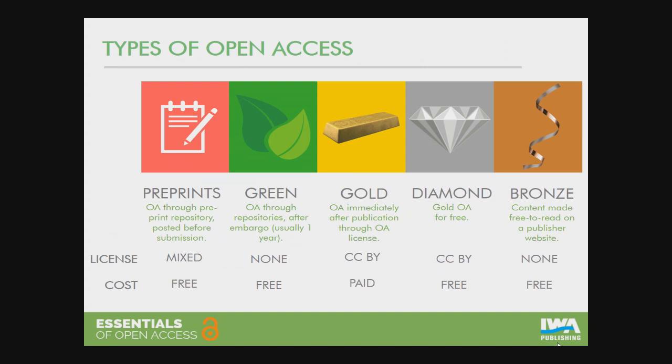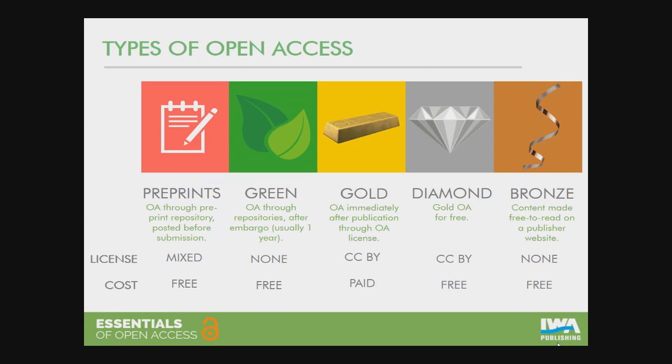So let's get started with a few different types of open access. You might have heard of some of these, you might not have heard of any of them, but essentially these are all different ways that you can make that paper openly available to people. So let me start with preprints. Preprints are a version of your paper posted before it's even submitted to a journal. And I'll go into that in a little bit more detail a little bit later.